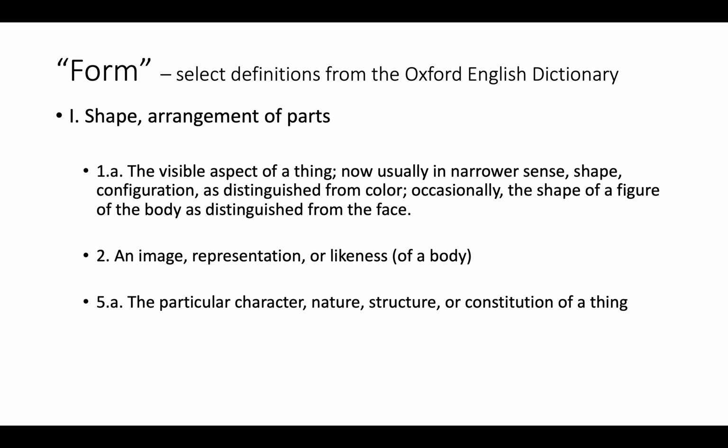Okay, I skipped some of the denotations. They're all interesting, but just for our class's purposes, I skipped to 5a: the particular character, nature, structure, or constitution of a thing. So this is about character, nature, structure. These are descriptors, the sort of essence of a thing, how it is formed.